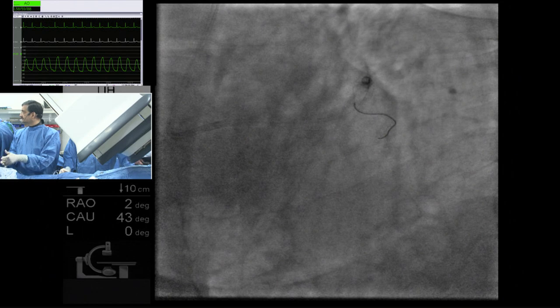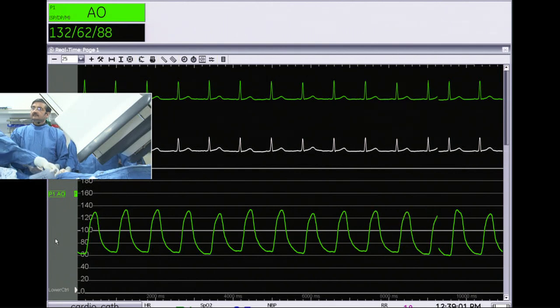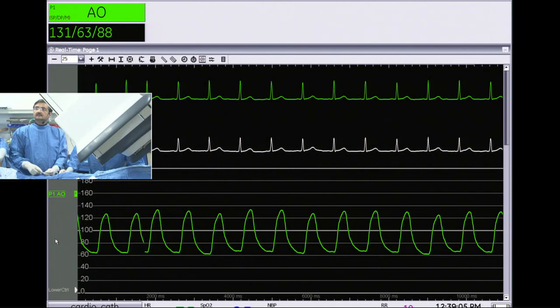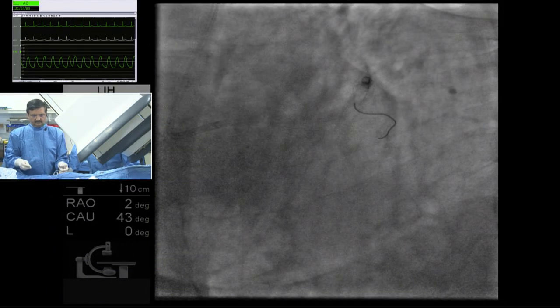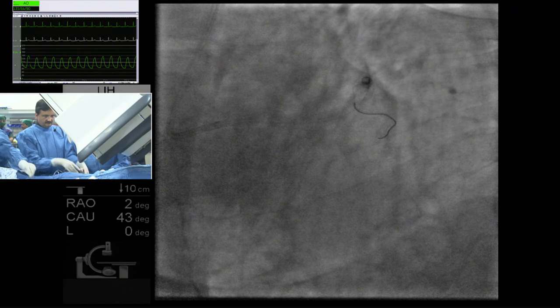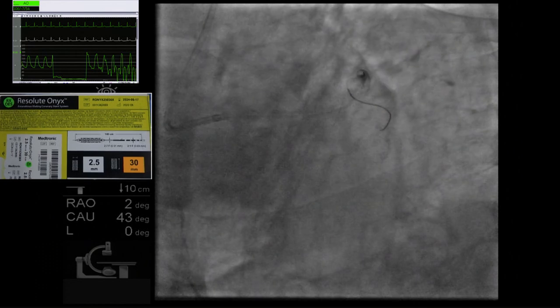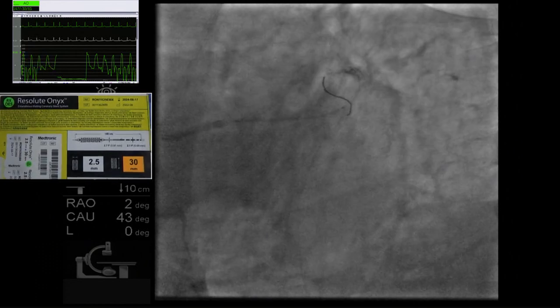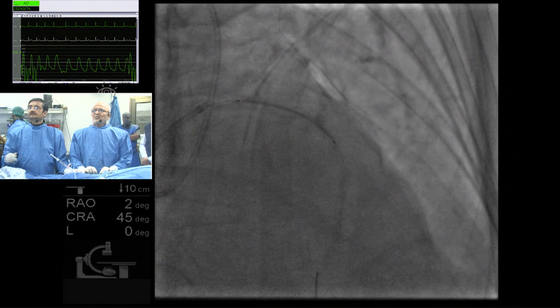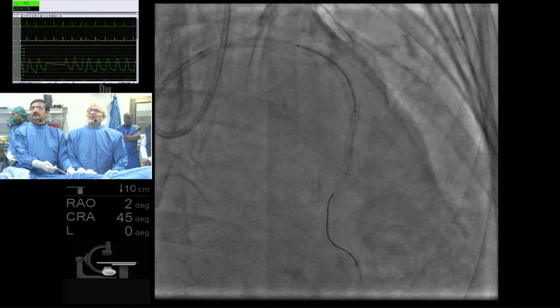Patient is stable, the ECG changes have also settled. I am happy. Go to AP cranial. A very little overlap, not much. You have excellent flow and you can see the stents very well. Is that all right? Fine.